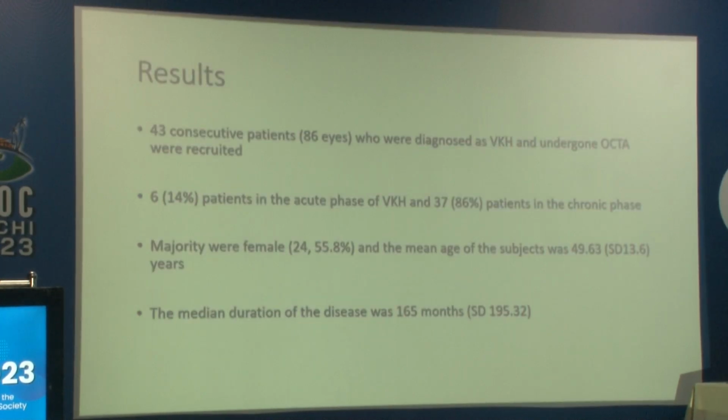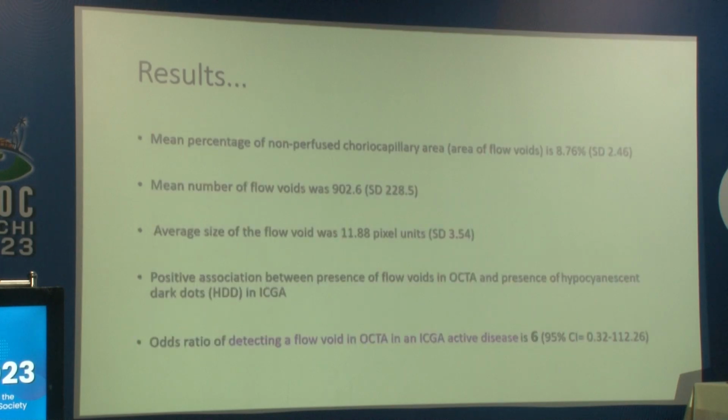So 43 consecutive patients, 86 eyes, who were diagnosed as VKH and had undergone OCTA were recruited. 6 patients were in the acute phase of the disease and 37 in the chronic phase. The majority were female. The median duration of the disease was 165 months. The mean percentage of area of flow voids, which is synonymous with the non-perfused choriocapillary area, was 8.76%. The mean number of flow voids was 902.6. The average size of the flow void was 11.88 pixel units.